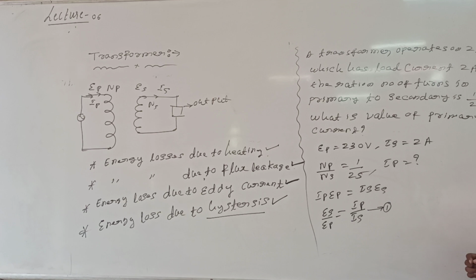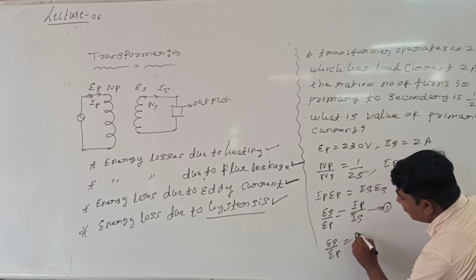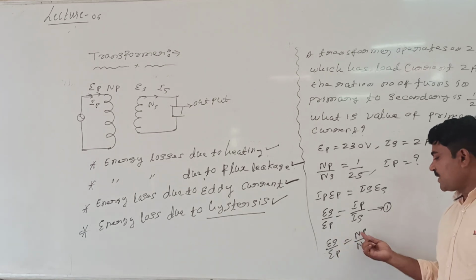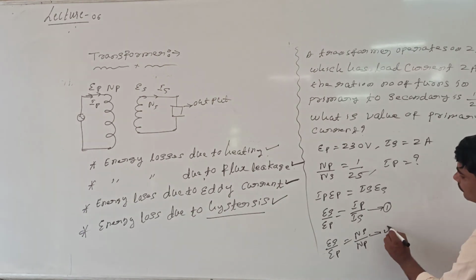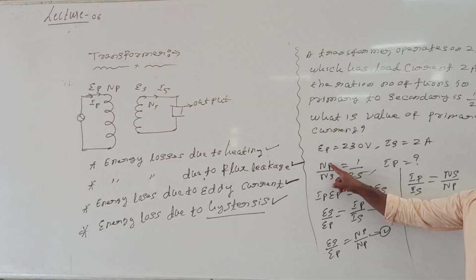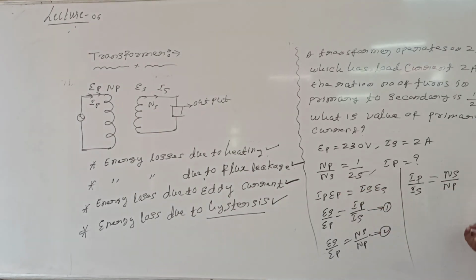But one more thing, we know the EMF induced in the secondary. One more equation: ES divided by EP is equal to NS divided by NP. This we already know. Let us call this equation number 2. Compare equations 1 and 2. What will we get directly? IP divided by IS is equal to NS divided by NP. But we already know this quantity: NP by NS is equal to 1 by 25, so NS by NP is 25 only.